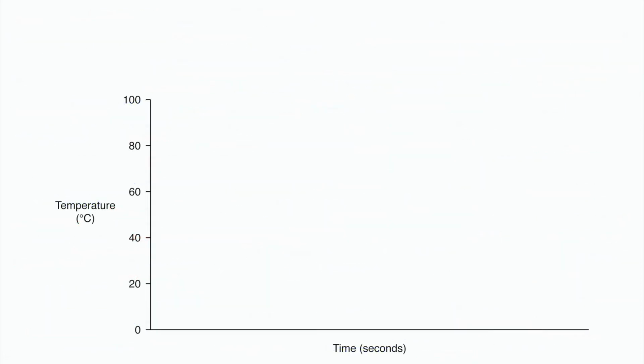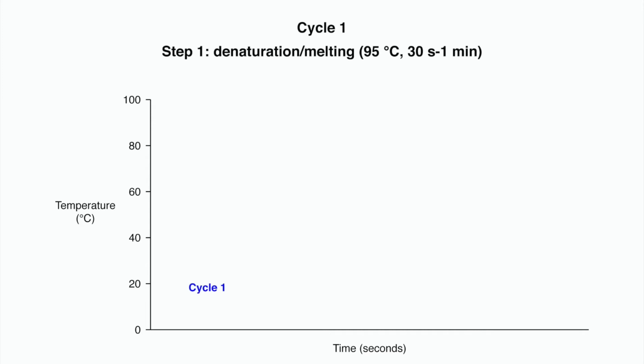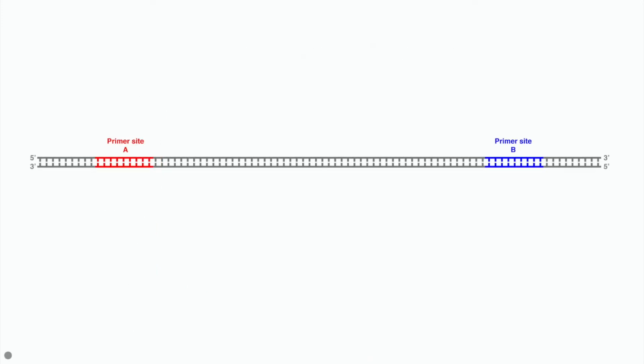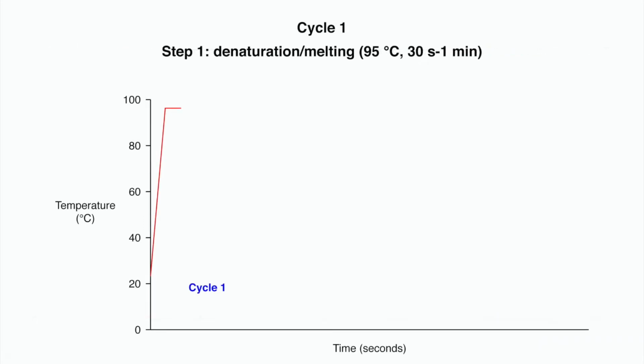The first cycle of the entire PCR reaction is initiated by heating the reaction mixture to 95 degrees for between 30 seconds and 1 minute. This causes the 2 DNA strands of the template to separate, a process known as denaturation or melting. The temperature is then lowered to somewhere between 50 and 65 degrees for 30 seconds to 1 minute. This allows the 2 primers to bind to the primer sites of their corresponding template strands. This process is known as annealing or hybridization.